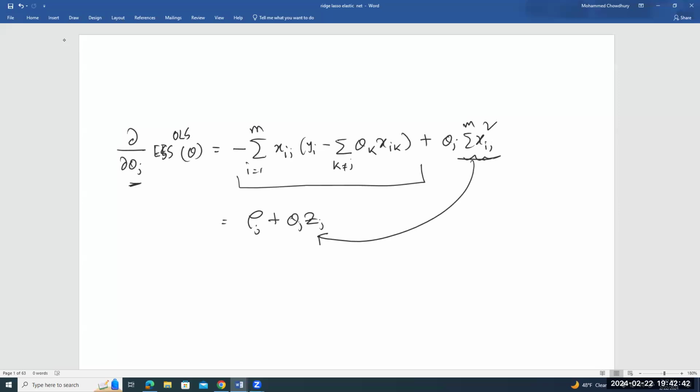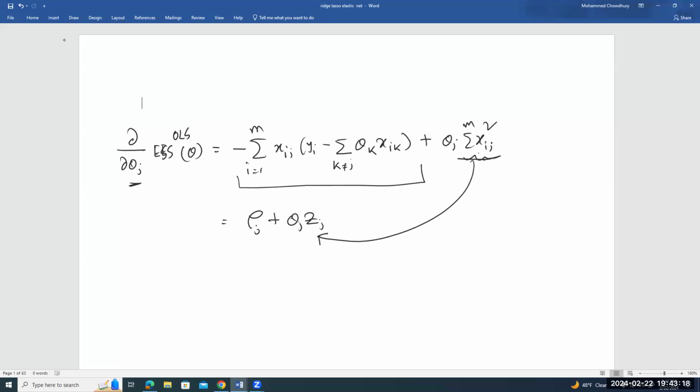Here. Xij square, yeah. So there was a term xij outside, right? And then there is a term xij inside, right? When you separate theta j, you have to separate theta j with the xij as well, right? Understand now? Okay. So now this is what we had.